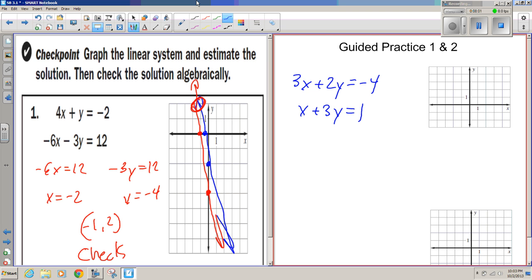So, let's see here. Right here, for the first equation, 3x equals -4, so x is -1.3. Then you have 2y equals -4, so y equals -2. So y is -2. The x-intercept is -1.3.